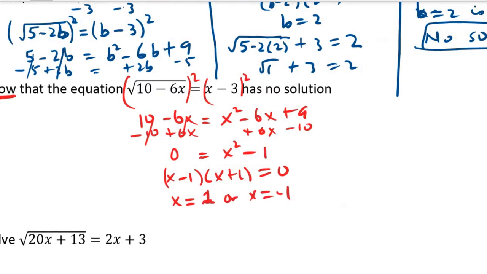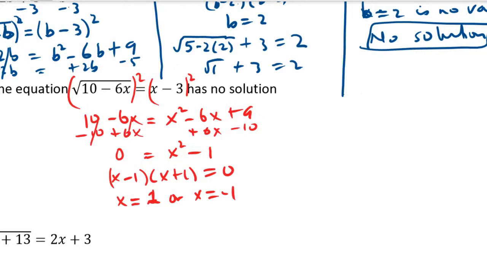Now we're going to check it. When you check it, it's going to look like this. Square root of 10 minus 6 times 1 equals 1 minus 3. Remember to plug in x to all these places. This is one place, this another place. You must plug into both places, not one place. That is this place right here and this place right here, okay?